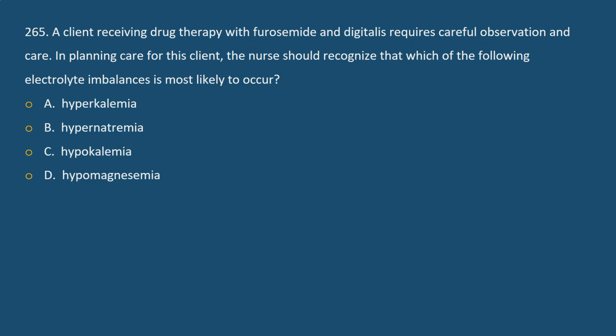Question 265. A client receiving drug therapy with furosemide and digitalis requires careful observation and care. In planning care for this client, the nurse should recognize which of the following electrolyte imbalances is most likely to occur. A. Hyperkalemia. B. Hypernatremia. C. Hypokalemia. D. Hypomagnesemia.